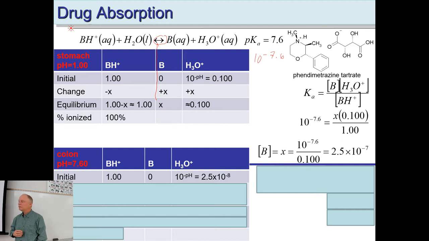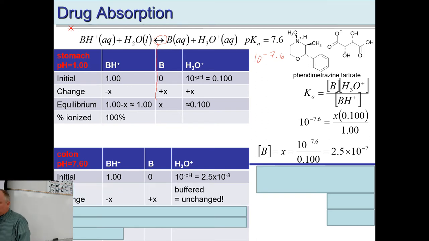So when the pH equals the pKa, you're 50% protonated. The reaction is right in the middle. You have equal reactants and products. So let's look at the math for this one. We start out with just some amount of protonated base. Here's the x's. Now this is buffered, so it's unchanged.